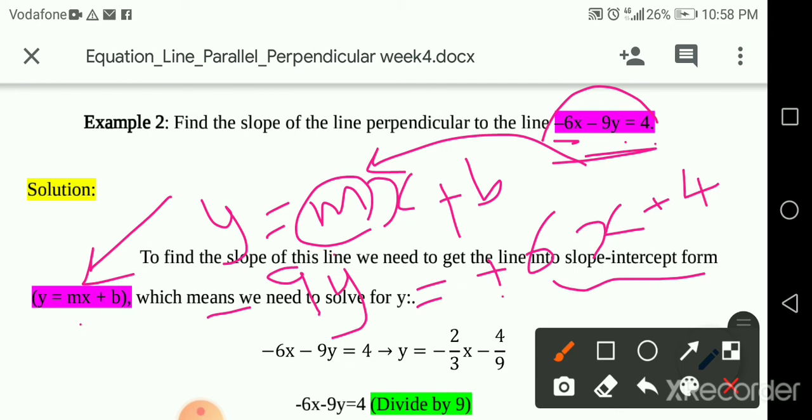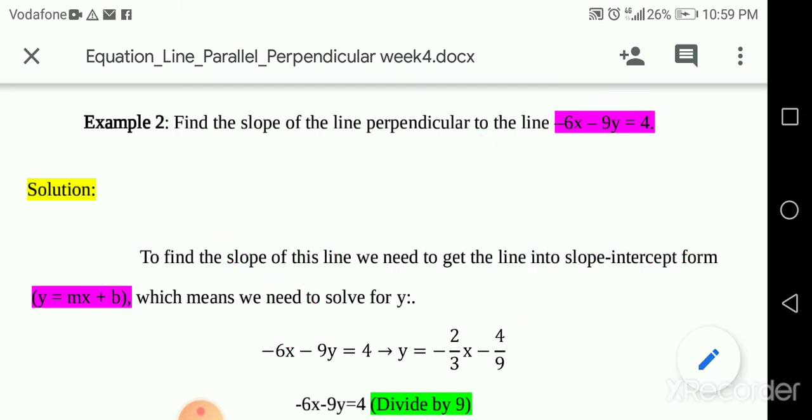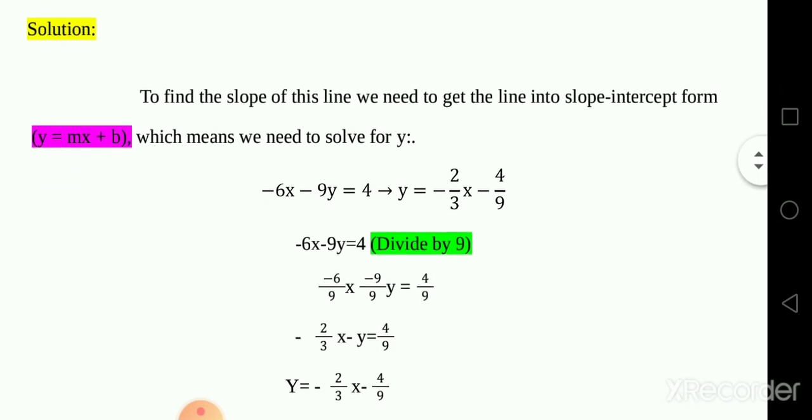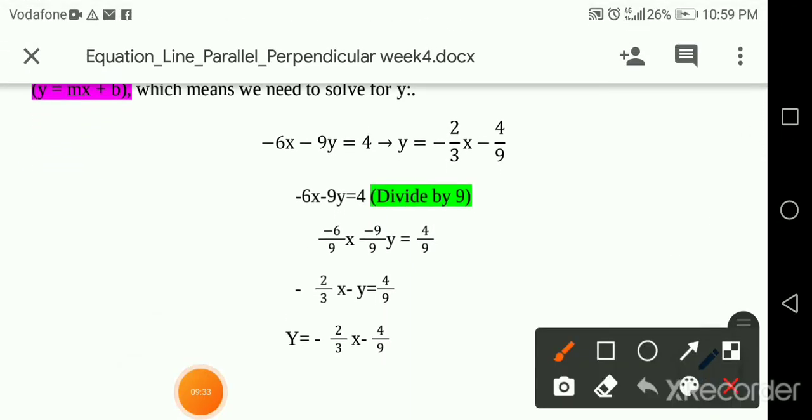So what should I do here, Adam? I want to get rid of this 9, the coefficient of y. So divide both sides by 9 to get rid of this 9. Let's see this as steps. I divide by 9: -6 divided by 9, -9 divided by 9, and 4 divided by 9.